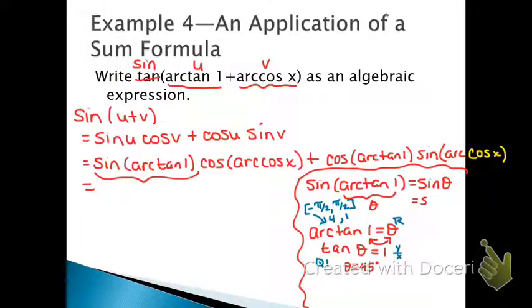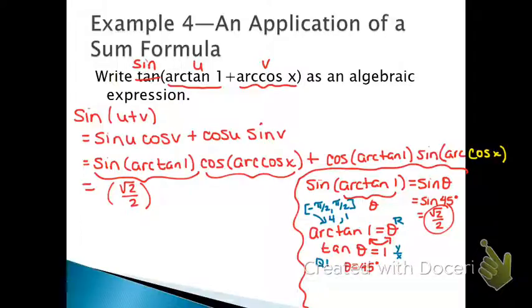So this means I'm looking for sine of 45 degrees, which is what? Square root of 2 over 2. So that's what I put in for sine of the arctangent of 1. Okay, so we found that sine of arctangent of 1 was equal to what? Square root of 2 over 2. All right, so we said sine of the arctangent of 1 is square root of 2 over 2, correct? Well, then we got to do the cosine of the arc cosine of x.